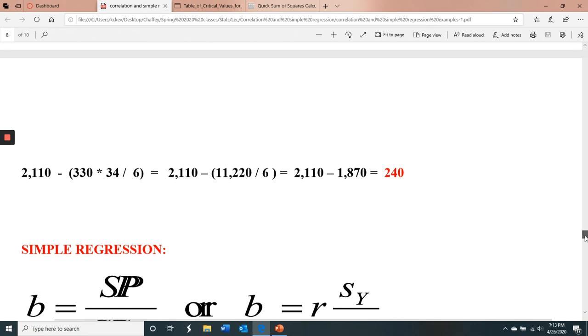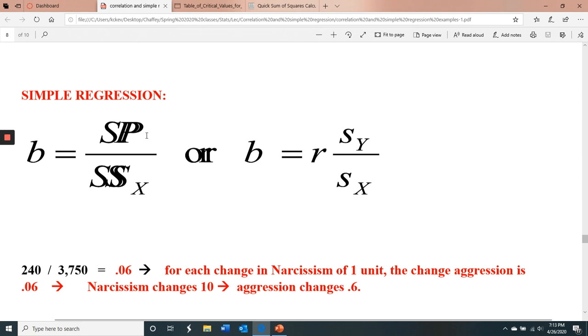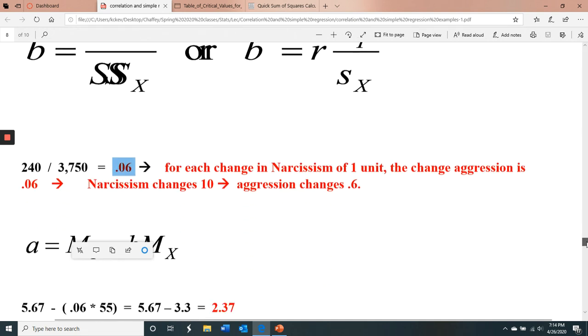So this is just showing, remember, that the SP was 240. We calculated that before for the Pearson. So let's get going on the regression. Let's take the easy way out. So the slope will be SP, which is 240, divided by the sum of squares of x. If you go back to our Pearson correlation calculation of these data, we had the sum of squares x, which was 3,750. So this is very simple. The slope is SP divided by sum of squares of x: 240 divided by 3,750. So 0.06 is our slope.